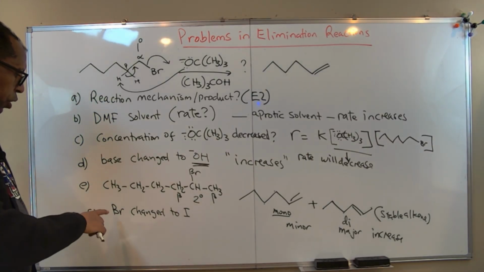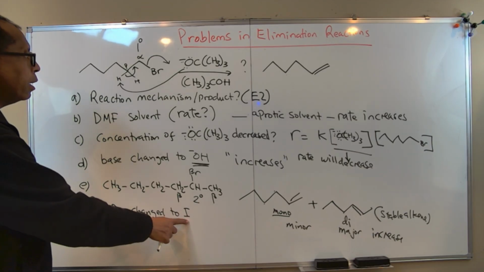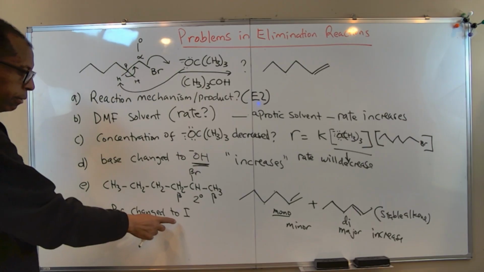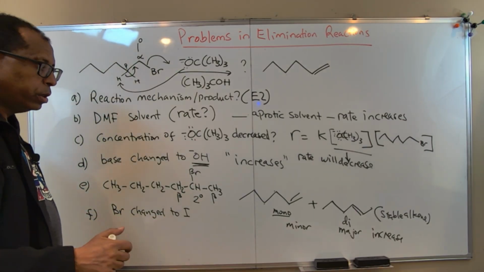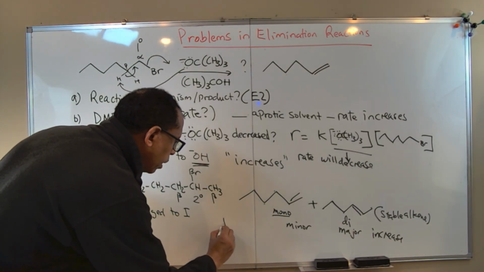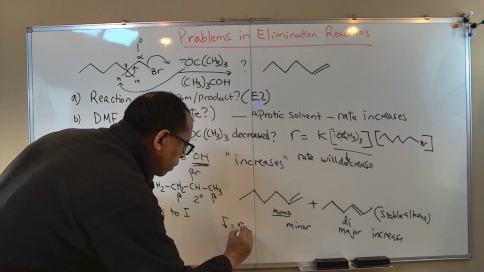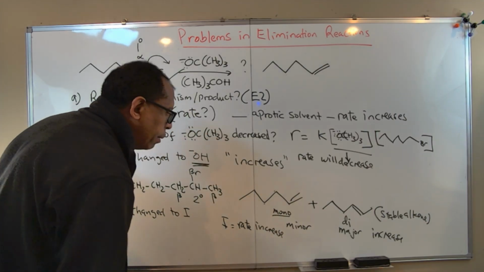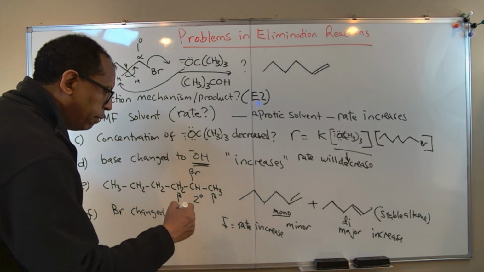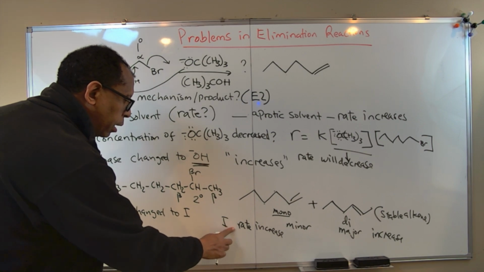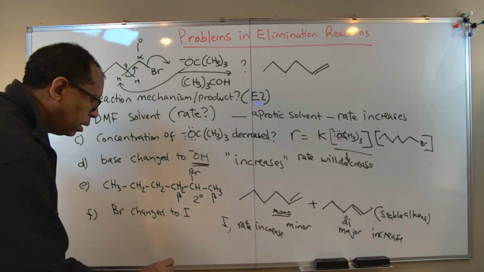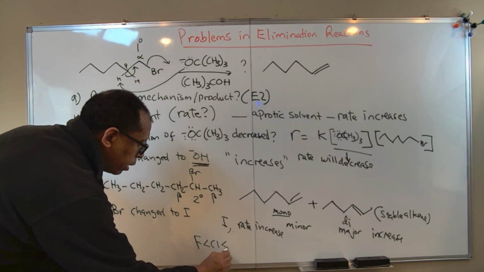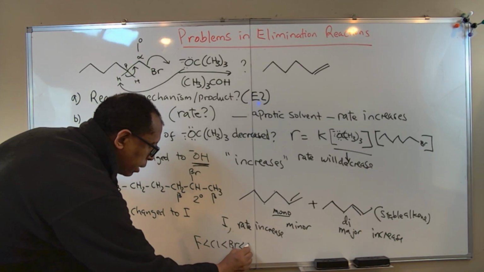How about if you change bromine into iodine? Here, if you just use iodine instead of bromine, the rate would increase, because it's a better leaving group. So if you compare the leaving group ability, fluorine is less than chlorine, chlorine is less than bromine, and bromine is less than iodine.